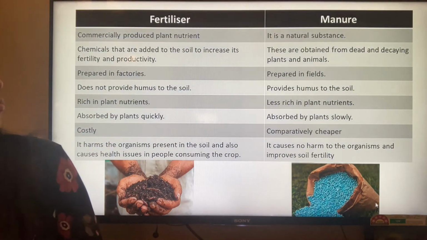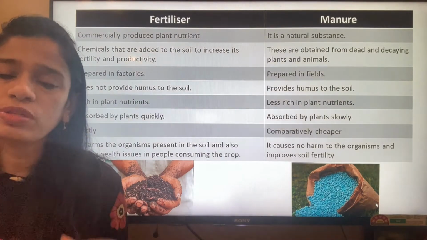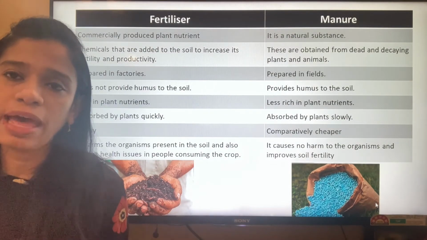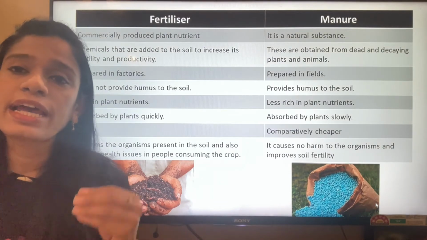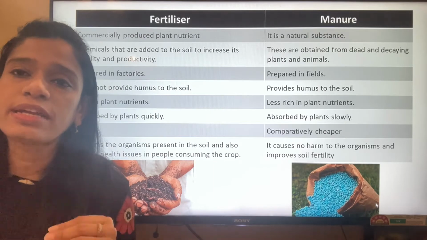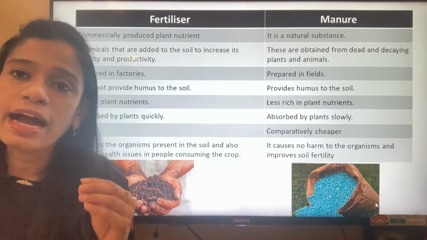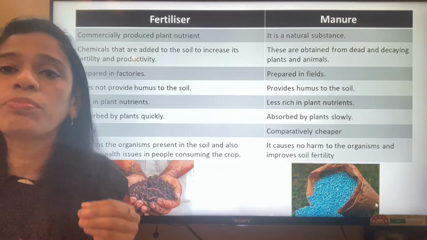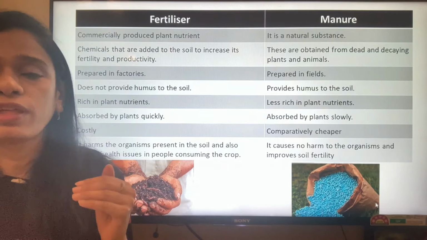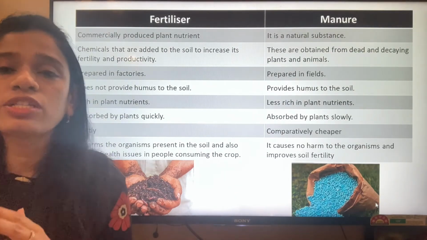The second is that fertilizers are chemicals added to the soil to increase fertility and productivity. Now, as I told you, fertilizers are man-made and produced in factories. So all the chemicals or nutrients that are required by the plants are supplied separately in the fertilizer, so the plants get all of the micro and macronutrients. Whereas in manure, it is not so.